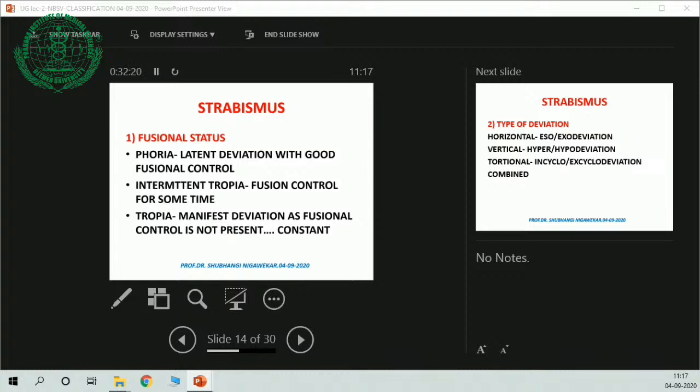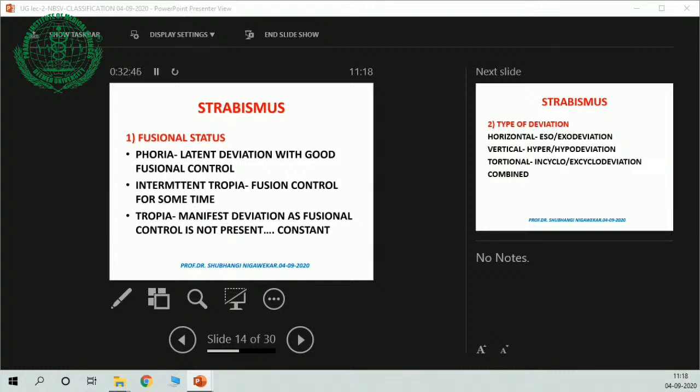Now the third type, which you might have imagined, is not intermittent but a constant phenomenon of the tropia. Zero fusional control is present. Fusional reflexes are not at all helping the deviation. So the person will have a constant tropia. It is a manifesting squint and it is a constant phenomenon.